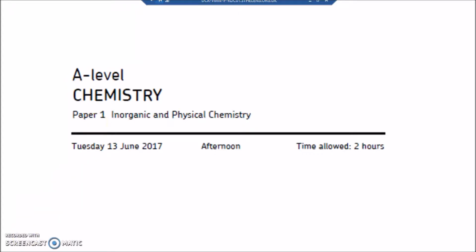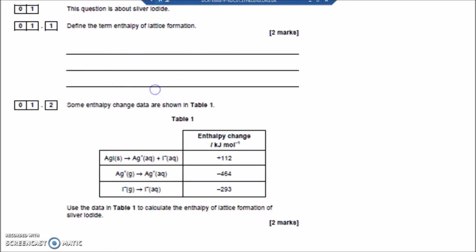Paper 1, A-Level Chemistry, June 2017. Give the term enthalpy of lattice formation, question 1.